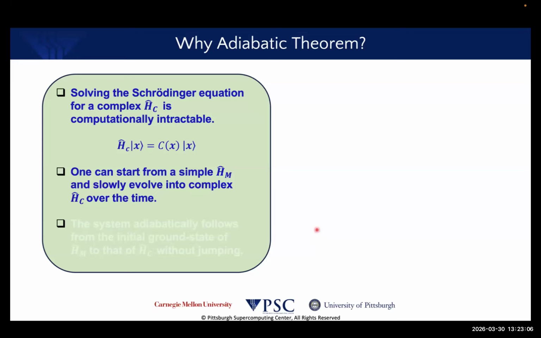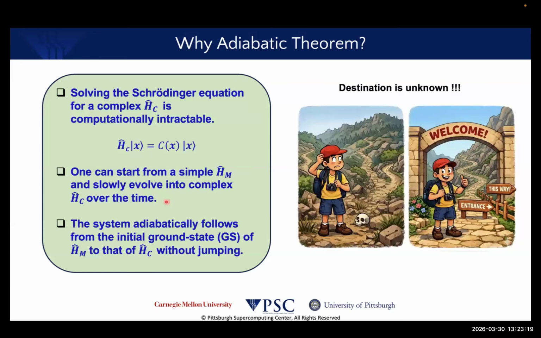So the solution is that one can start from a simple Hamiltonian called the mixer Hamiltonian, which we will discuss in detail later. And we can slowly evolve the system into the complex Hamiltonian over time. With that, the system adiabatically follows from the initial ground state of the simple Hamiltonian to that of the complex Hamiltonian without jumping to an excited state.